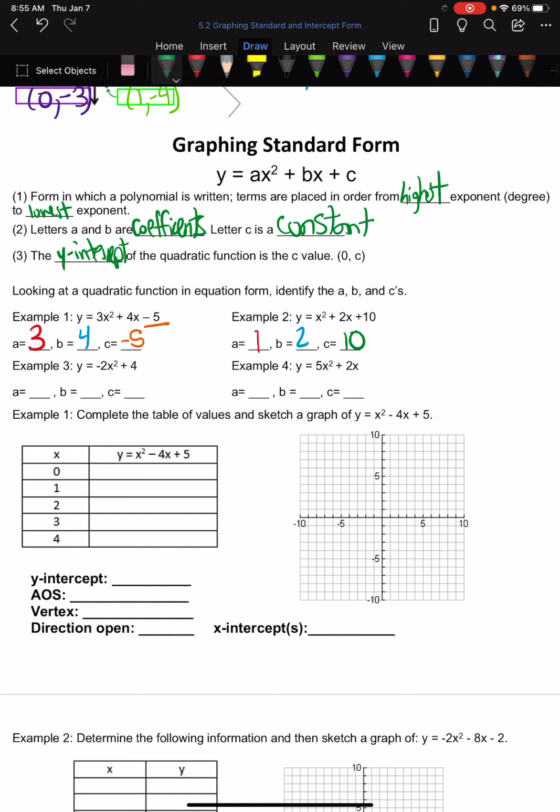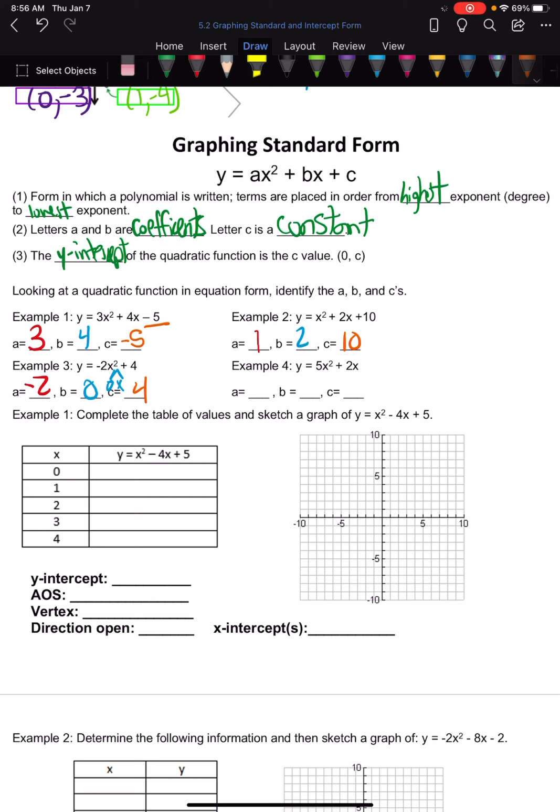Let's go to example 3. It tells us that y equals -2x squared plus 4. Miss Adams, this only has 2 terms. It's not a quadratic function. Actually, it is a quadratic function because it has a degree of 2. So it's -2x squared plus 4. Even though an x term is not stated, it's still understood to be a quadratic function. So our a value is -2. But because we don't have this x term, it's understood to have a 0x in between. So our b value is 0. And our c value is the constant at the end, which is +4.